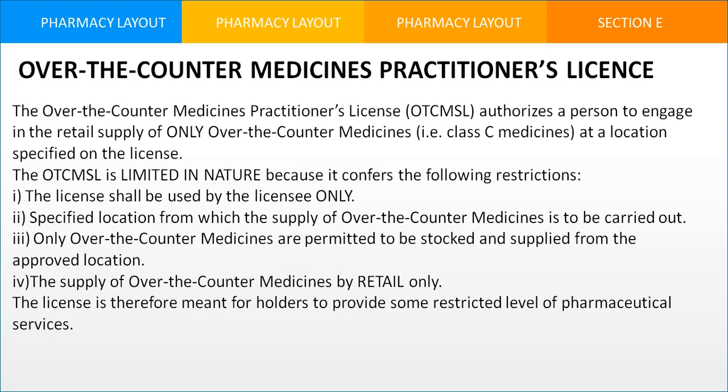Okay, so they engage in retail supply of only over-the-counter medicines at the location specified on their license. Okay, their business is also limited. One, the license shall be used only by the licensee only, which means that when somebody is having a chemical shop, basically, or an over-the-counter medicine sellers license, they can't sell it to you. If you buy it, it's an offense. All right, the location that the Pharmacy Council has given you, assuming your shop is supposed to be at Achimota, you can only operate from Achimota. You cannot go and open a branch at Kwabenya or Madina. No, it's only one, and that's where you're supposed to operate. Only over-the-counter medicines are permitted to be stocked. You cannot sell prescription medicines like antibiotics, okay, amoxicillin, Flagyl, and all those medicines.